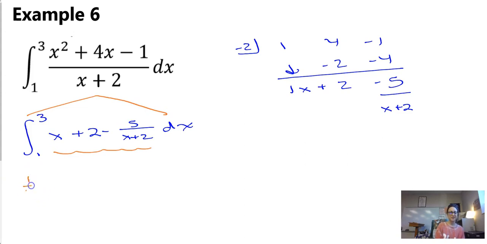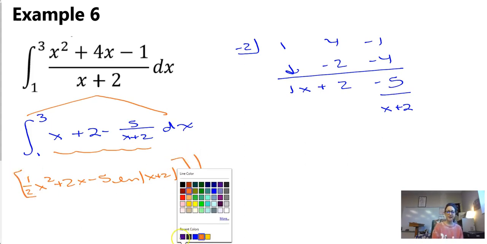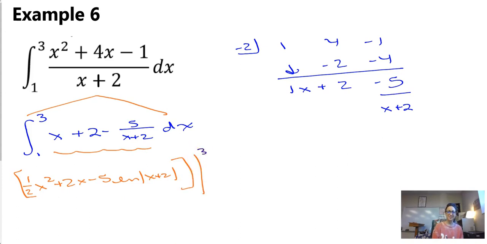So an antiderivative, again, is going to be 1/2 x squared plus 2x. Now that last term, the -5 comes along for the ride. It's a coefficient. And the antiderivative of 1 over x plus 2 is ln of absolute value of x plus 2. I do technically need to divide by the derivative of the inner. I should have mentioned that, but the derivative of the inner is just 1, so that's why we don't have anything extra there, okay? And then I want to evaluate this at x equals 3 and x equals 1.